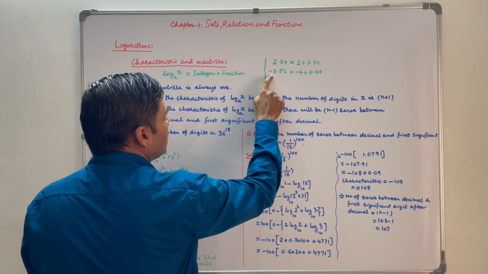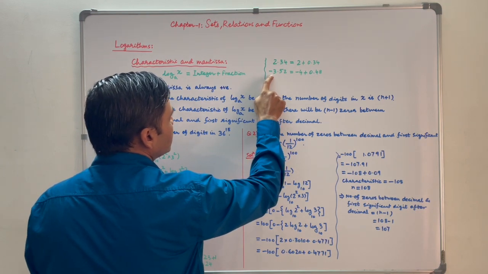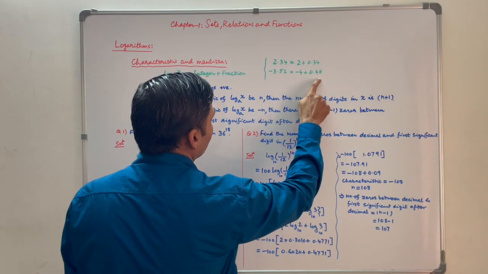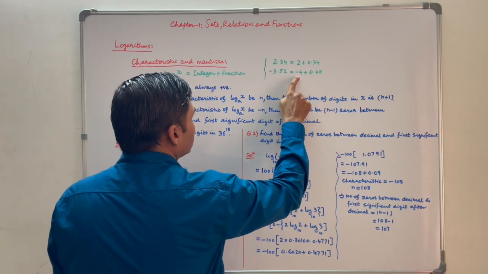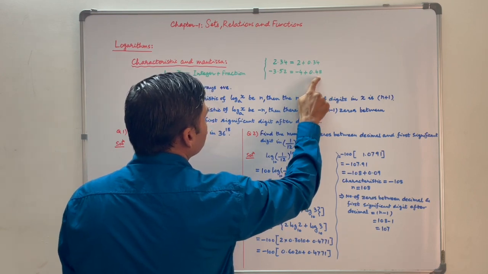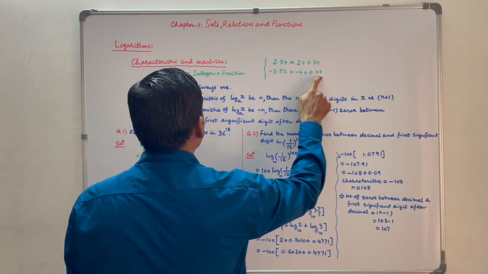If the logarithm of a number is negative, for example, minus 3.52, so it can be written as minus 4 plus 0.48. So characteristic is minus 4 and mantissa is 0.48. You may notice here that mantissa is always positive.